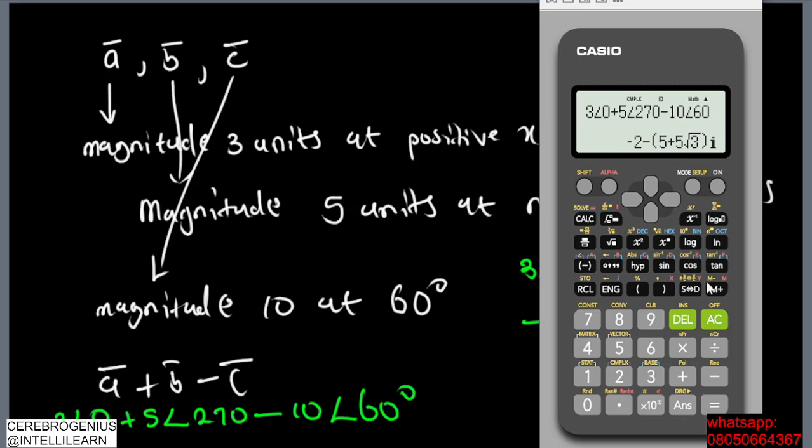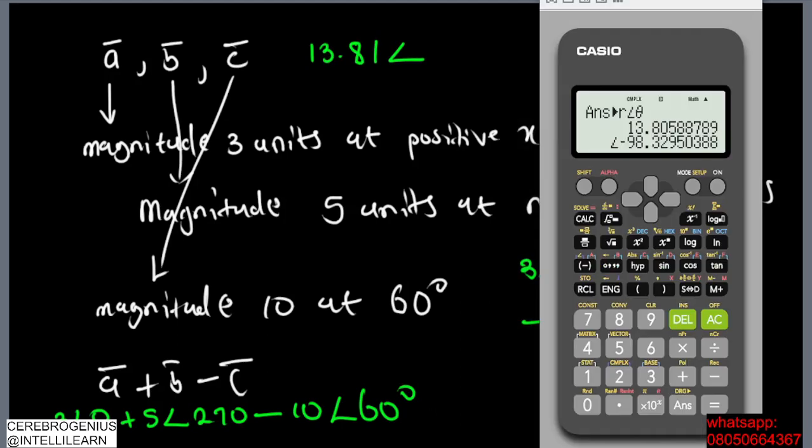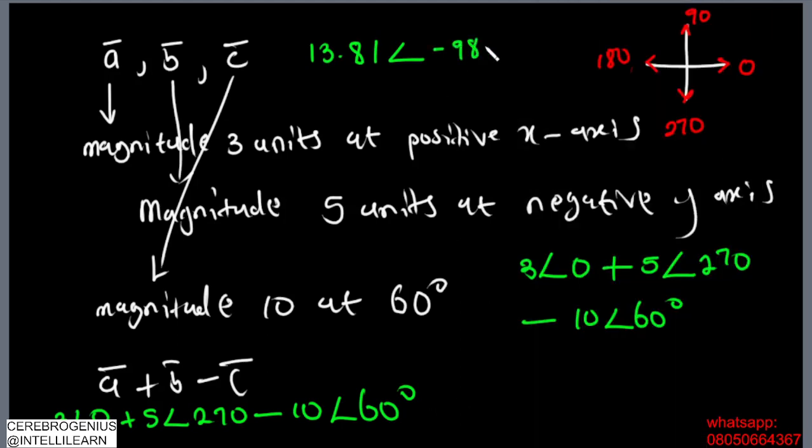So the answer is this. Now just convert it to decimal. So we have minus 2 minus 13.66. But what we need is the magnitude and direction of our answer. So we press shift. Now there are more functions of the complex mode on button number 2. So we press button number 2. Then we pick the third one, that's the modulus and the angle. So look at that, equal to 13.81 at an angle of minus 98.3 degrees. So this is the answer.